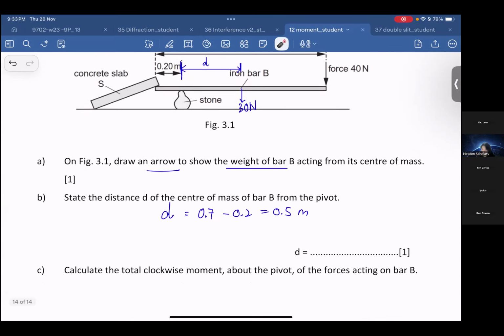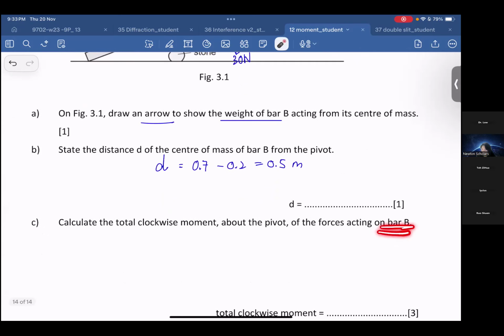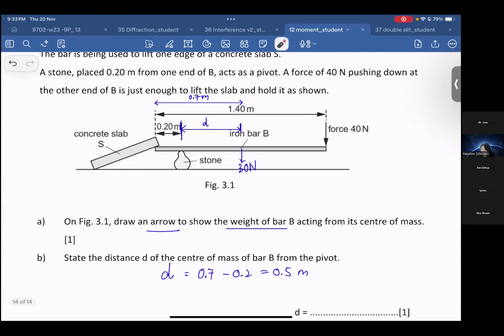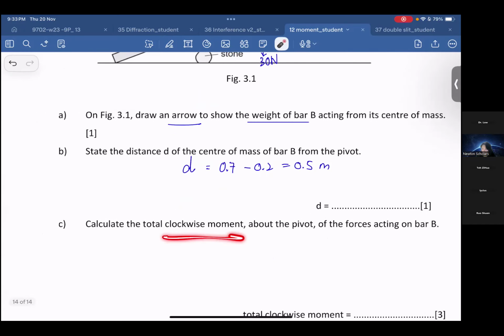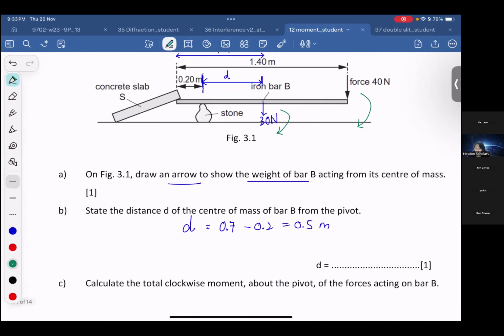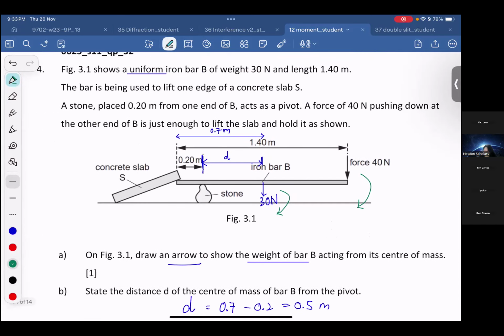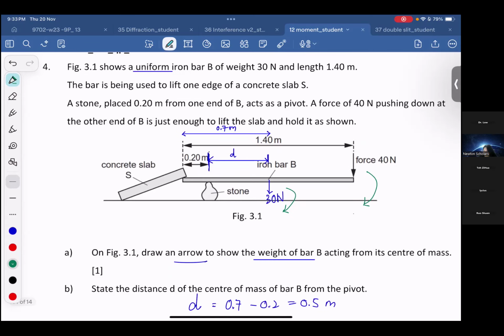Okay, next. Calculate the total clockwise moment about the pivot on the Barbie. Okay, pivot and clockwise. How many clockwise moments are here, dear? I got 30 Newton is clockwise, 40 Newton also clockwise. Can you find it out for me? What is your total clockwise moment? Always remember, it's from the force until the pivot.